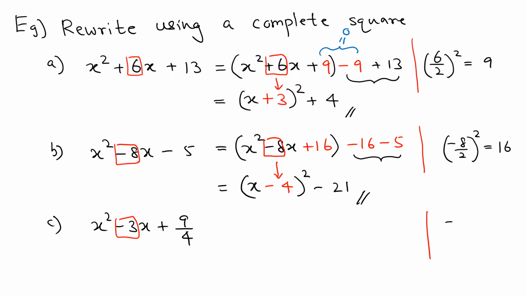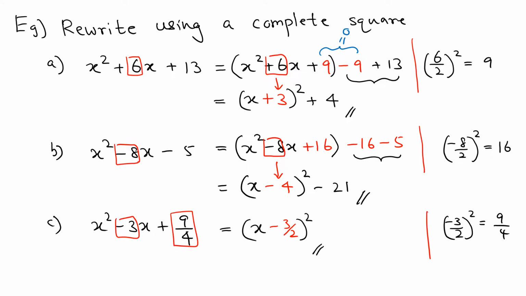It is negative 3 over 2 squared. When you square, from the top you're going to get 9, and from the bottom you're going to get 4. You can see that it exactly matches the term here. That means you don't have to do anything here because we already have it. So this is simply going to be x, half of the coefficient of x, which is negative 3/2, and then everything squared. You don't have a constant term this time because we already have the 9/4 here. Good. So that's already a complete square.